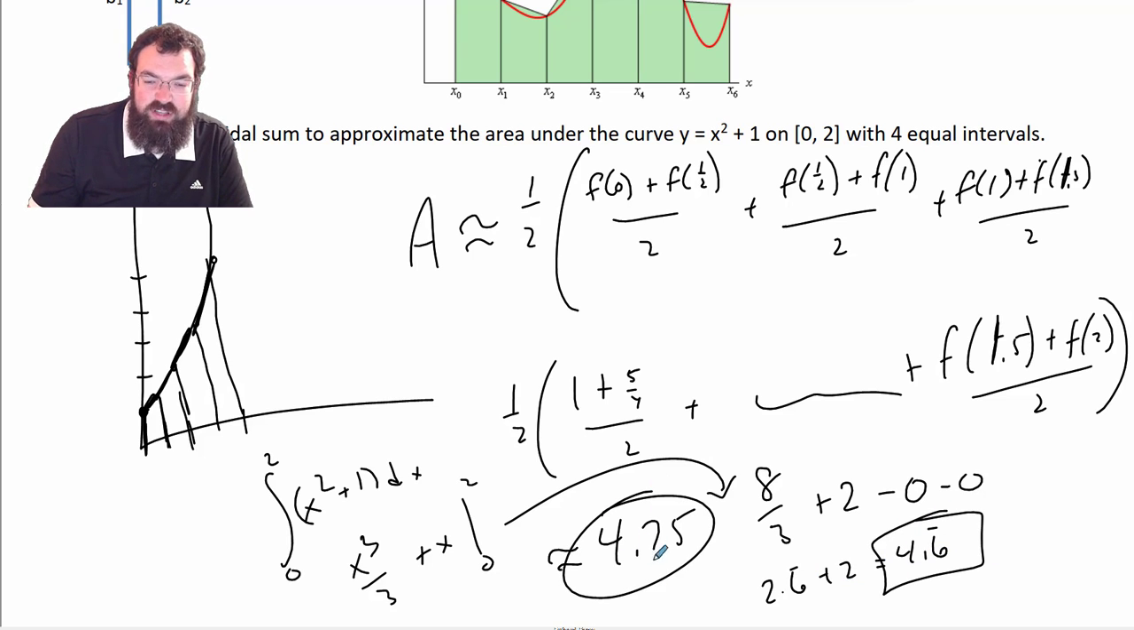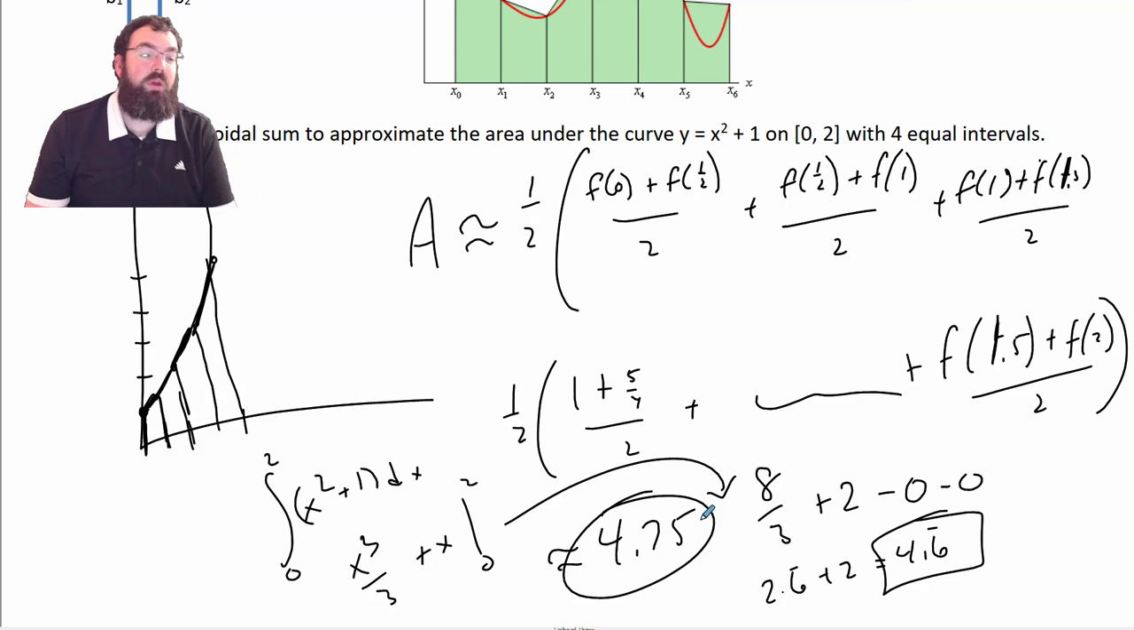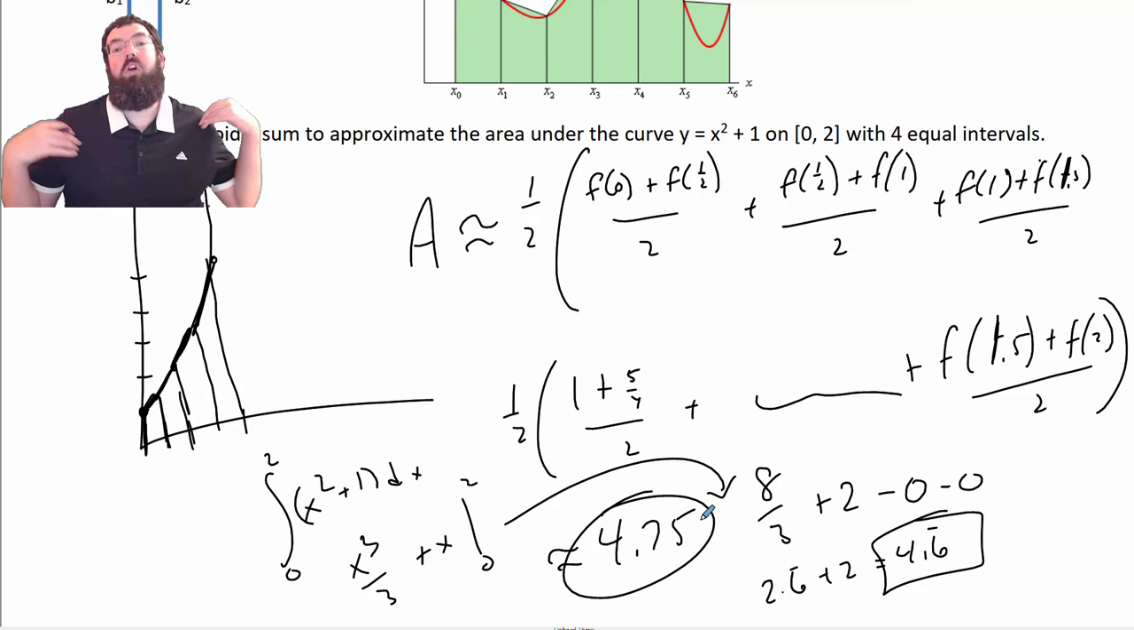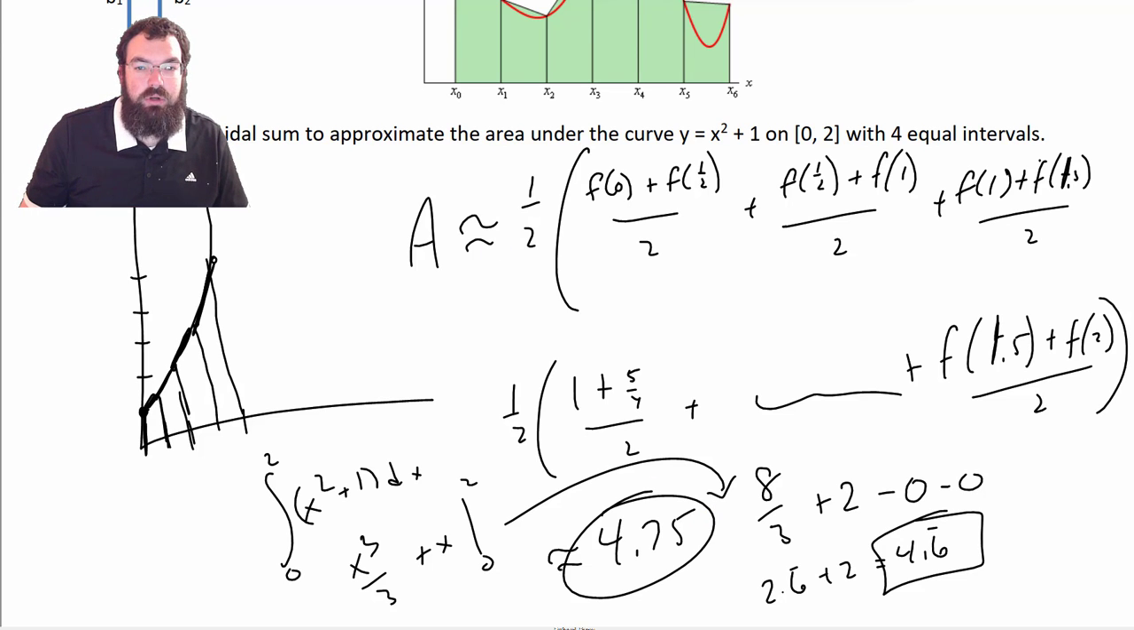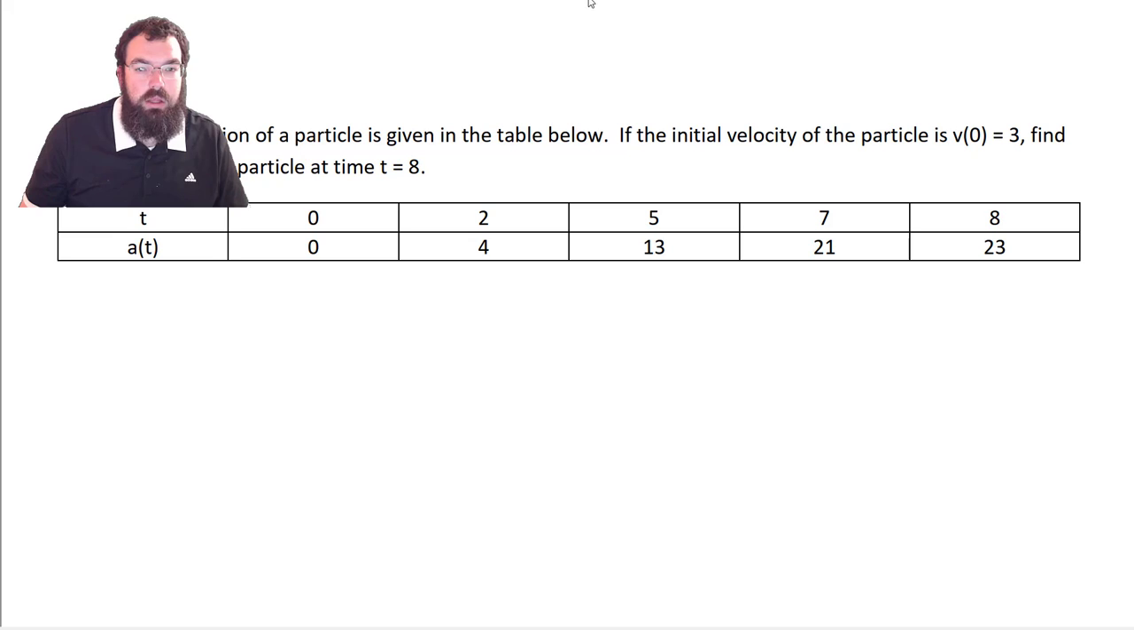So my answer is 4.75. So that's really, really close. Okay, that midpoint formula was not even close. All right, trapezoid in this case was a lot more accurate. Okay, let's do one more example here and then call it a video.